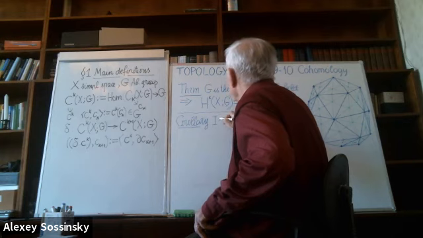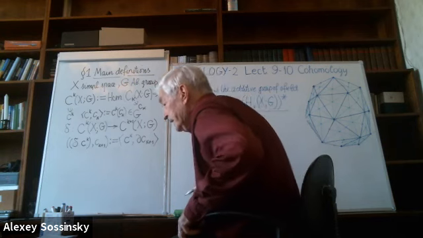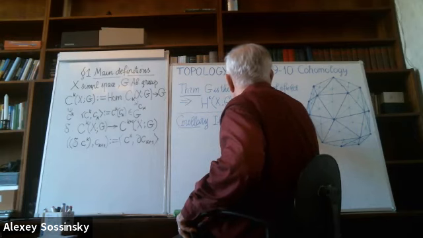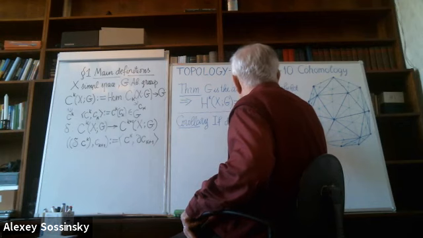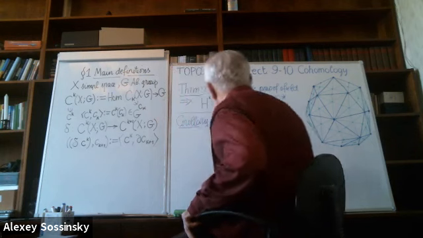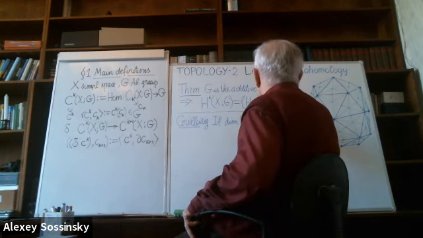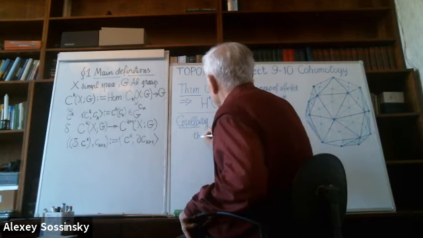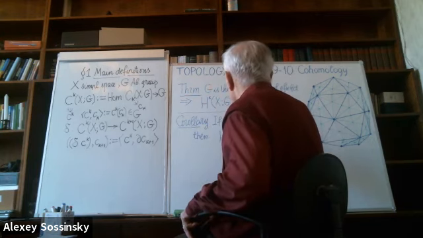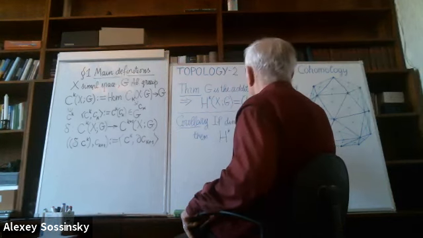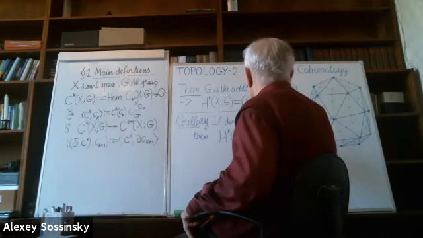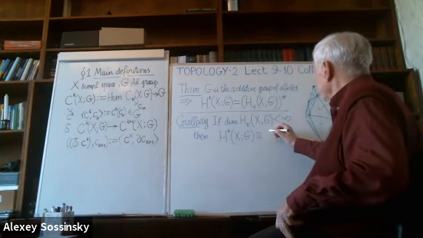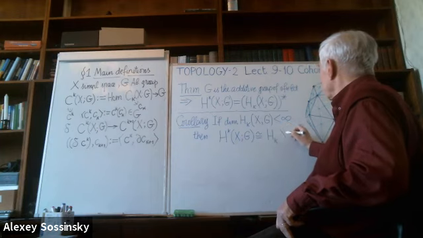Now this theorem has the following consequence. If the dimension of the linear space H_K, the homology group of X,G is finite, then H^K of X,G is actually isomorphic to H_K of X,G.